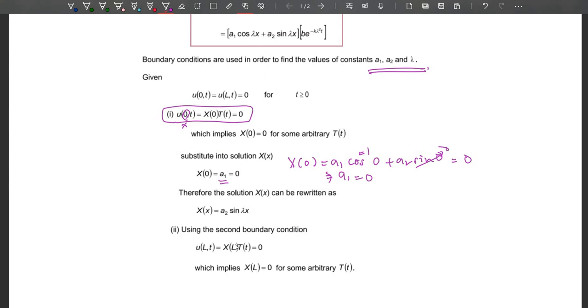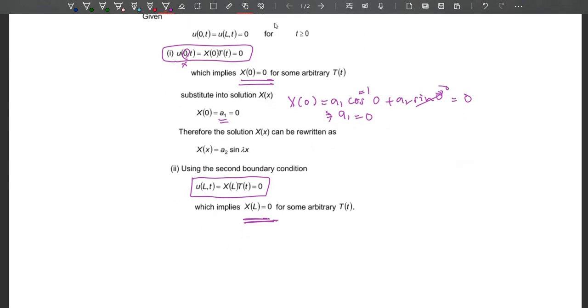Next is the second boundary condition, u(L,t) = 0, which means X(L) T(t) = 0, which implies that X(L) = 0. The first one was X(0) = 0, so the next one is X(L) = 0 for arbitrary T(t).